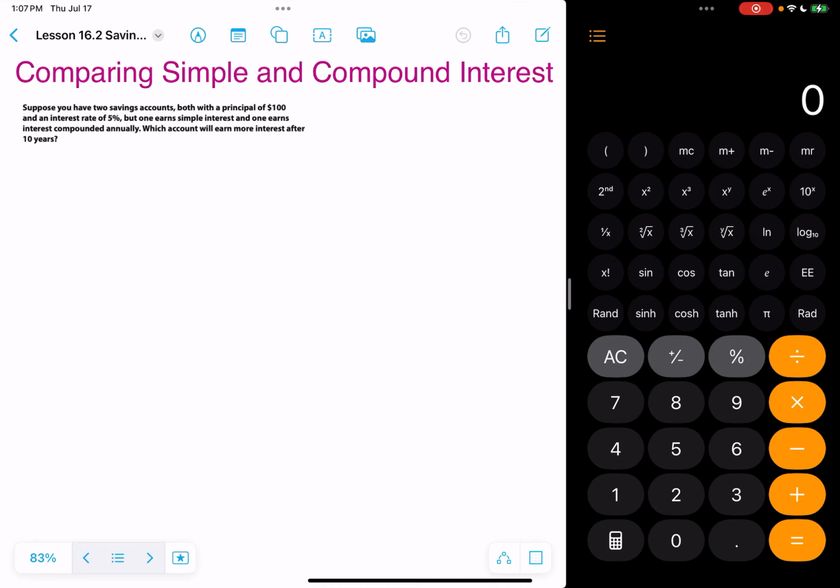Suppose you have two savings accounts, both with a principal of $100 and an interest rate of 5%, but one earns simple interest and one earns interest compounded annually. Which account will earn more interest after 10 years?